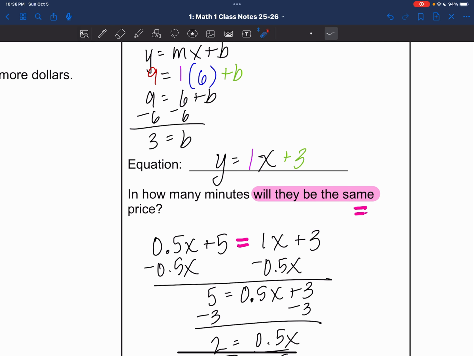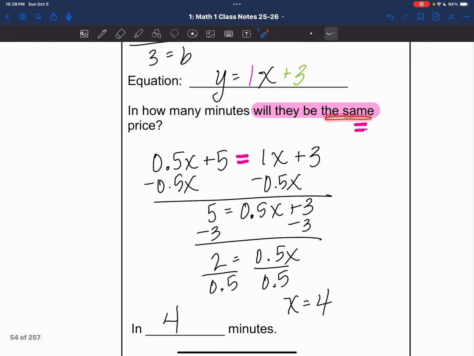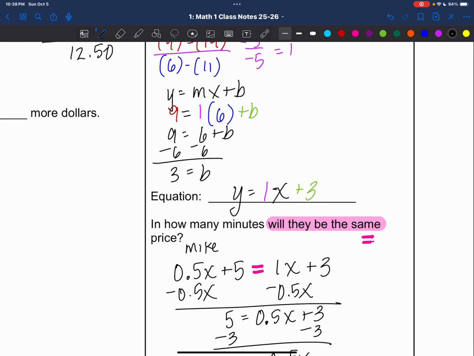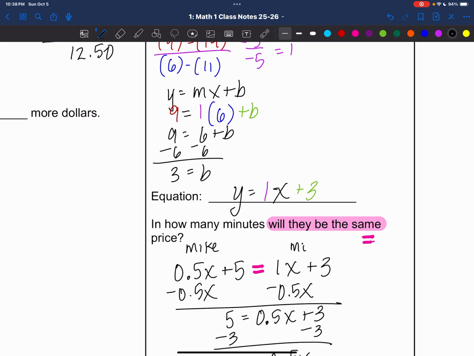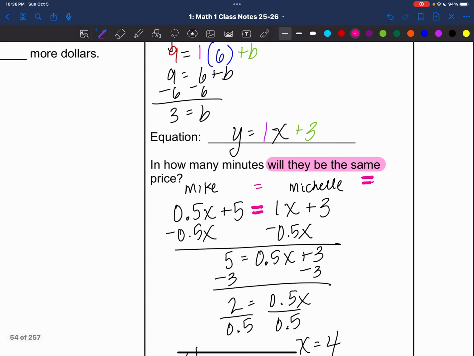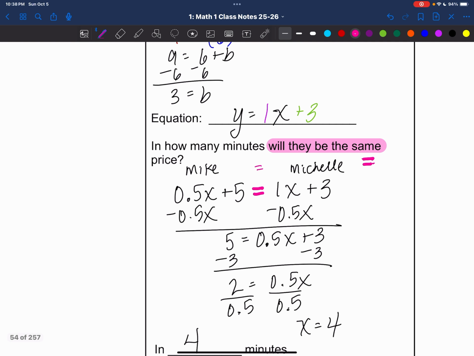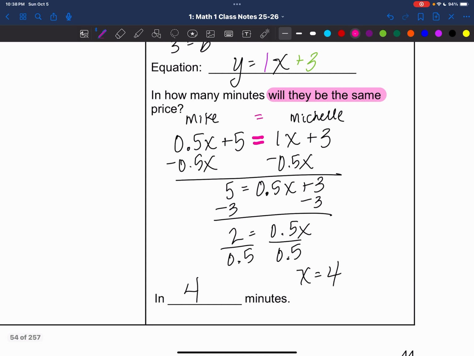Now we want to know in how many minutes will they be the same. So if they're the same, you're going to set them equal to each other. So here, this is Mike. And this is Michelle. And we want to know when are they going to be equal to each other. So that's all I did was plug it in and solve for x, move the x over.